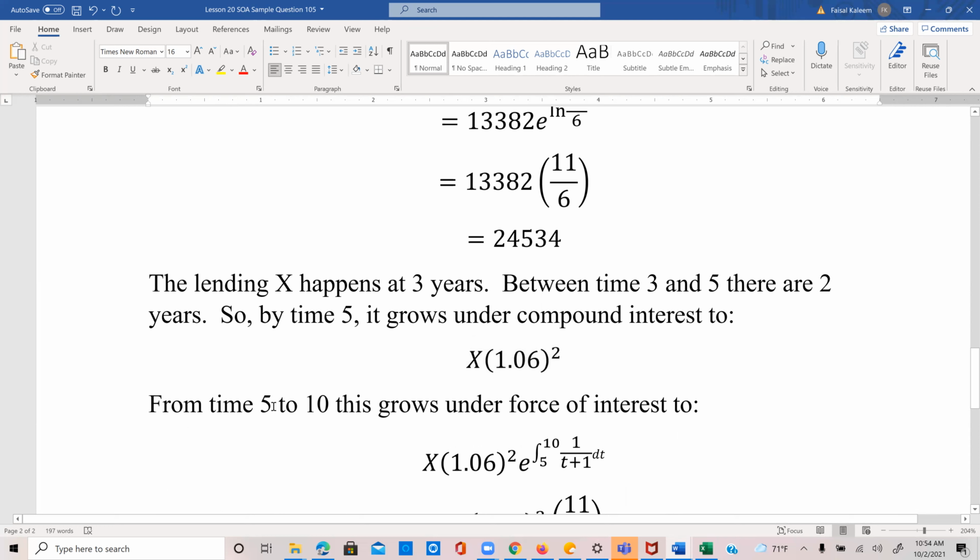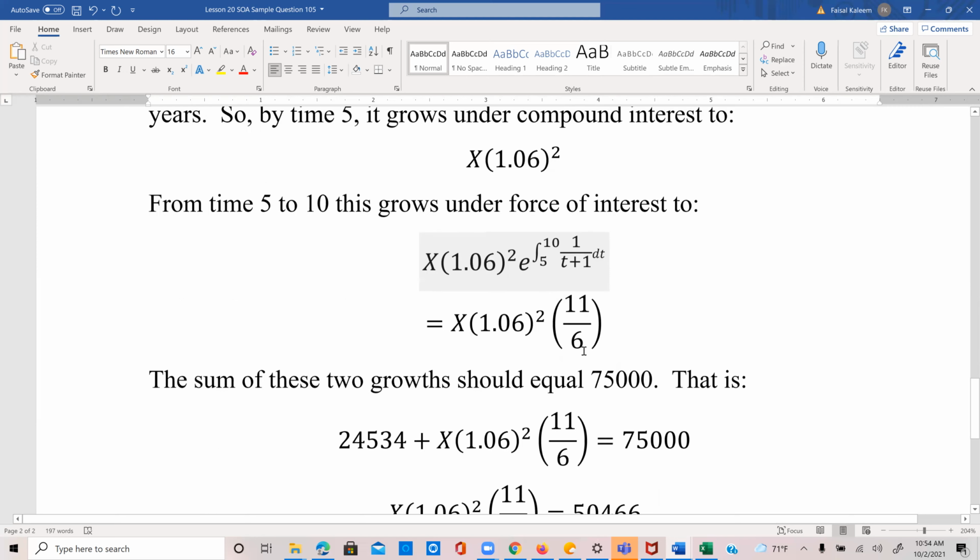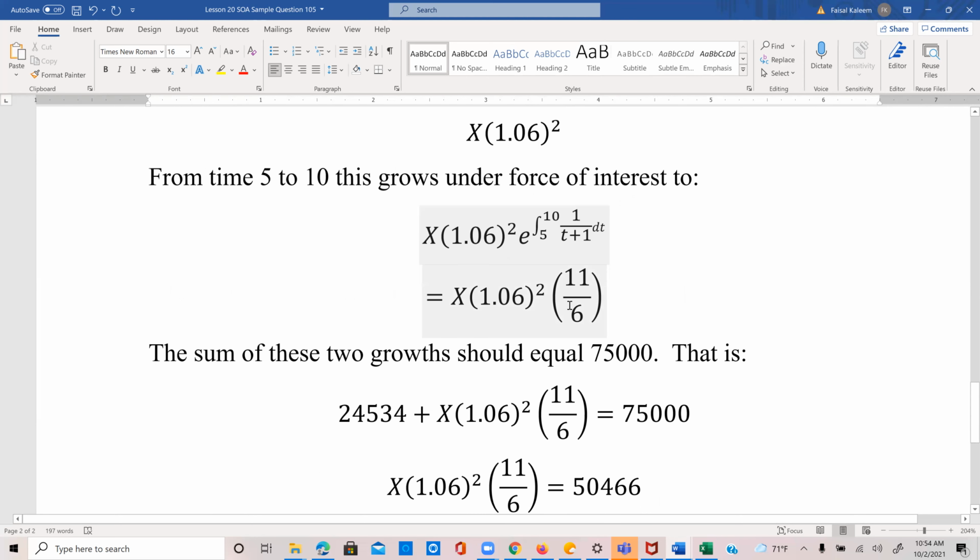And then there are another 5 years from 5 to 10 when the force of interest kicks in. So this is the starting sum at the start of the 5 years, X times 1.06 squared, and again e to the power integral from 5 to 10 of delta t dt, which we found above is 11/6. So this is the expression to which this second lending of X that happened at 3 years will grow at the end of 10 years. The sum of these two growths should equal 75,000 because that's what the bank demands at the end of 10 years.